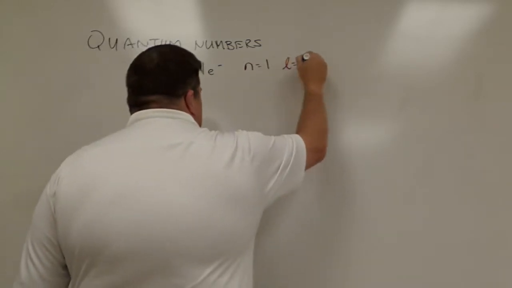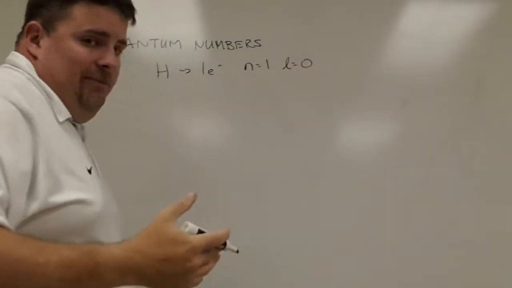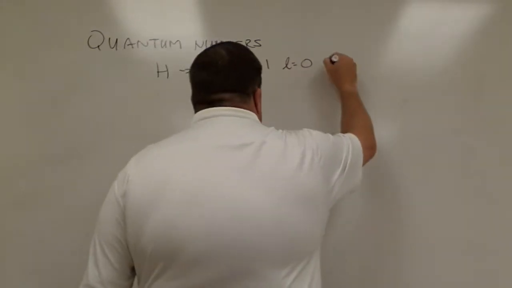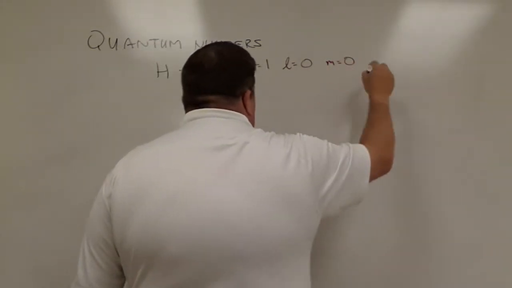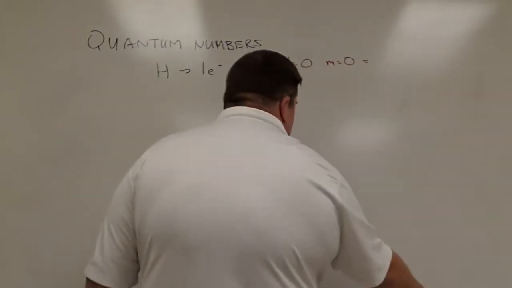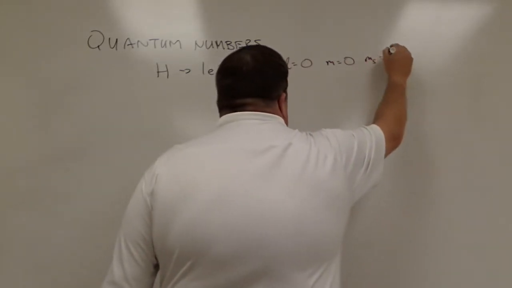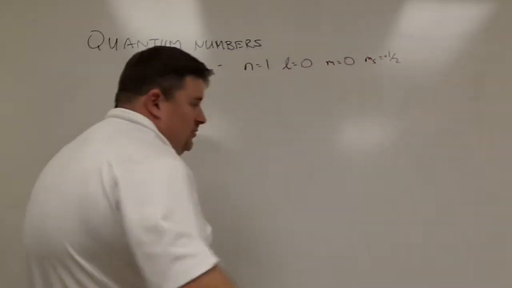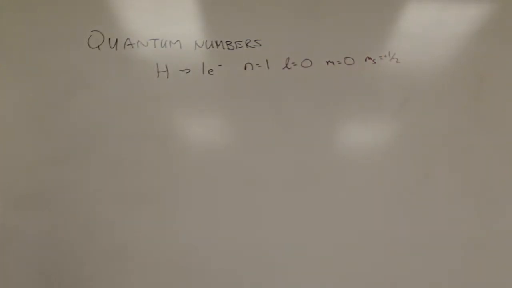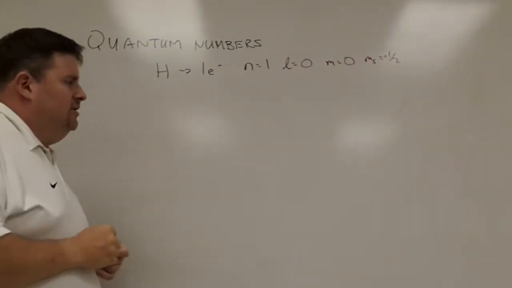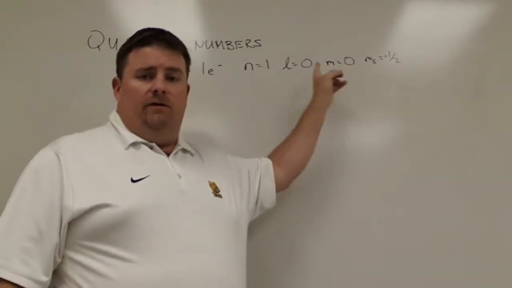That means L is equal to 0. What's M going to be? M is going to be 0. And what is the MS going to be? That's going to be plus 1/2 or minus 1/2. I'll say plus because everybody likes to start with plus. So that gives us the coordinates of that particular first electron.